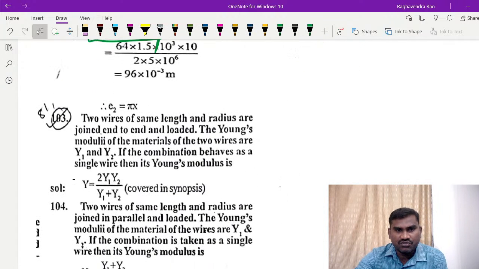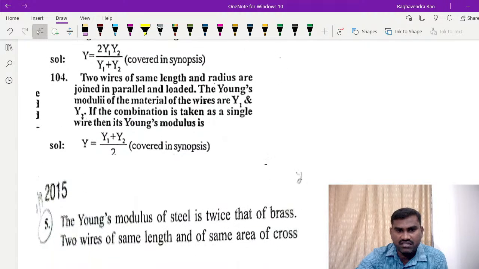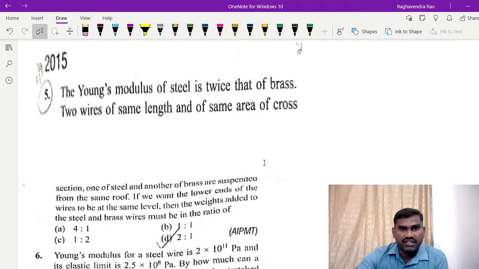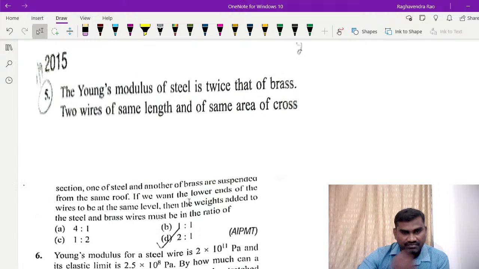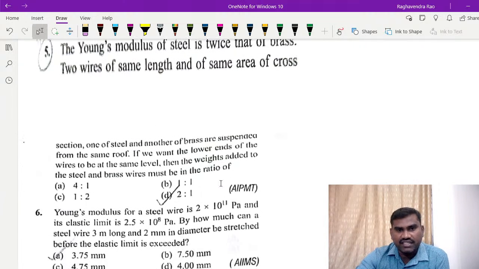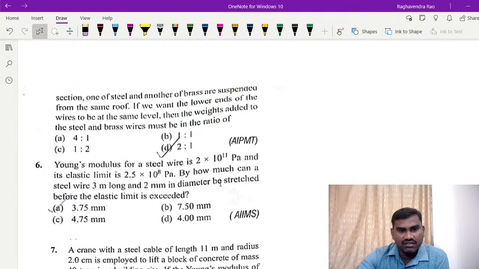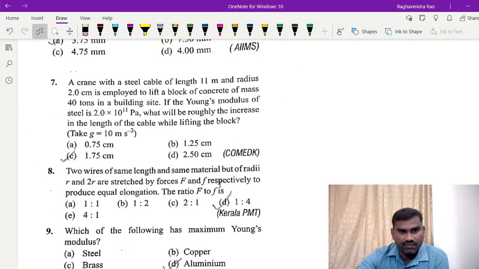Okay, this 2Y1Y2 by Y1 plus Y2, this is the same. Now see, the Young's modulus of steel wire is twice that of brass. Two wires of the same length and the same area of cross section. Based on that, we can calculate as we discussed earlier. The same formula we need to use to calculate these numericals.